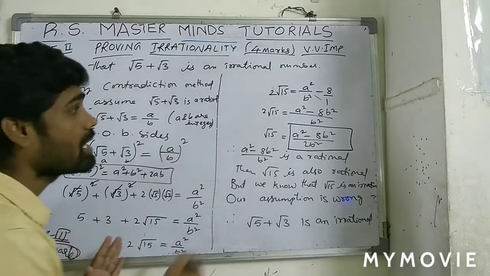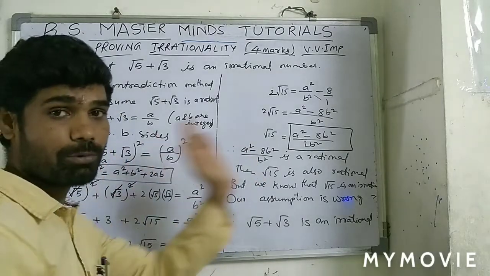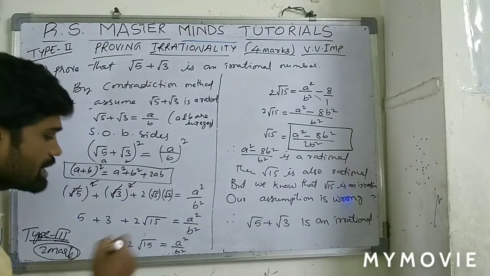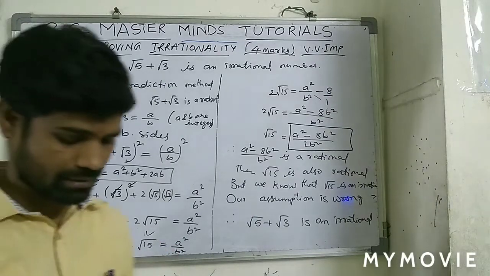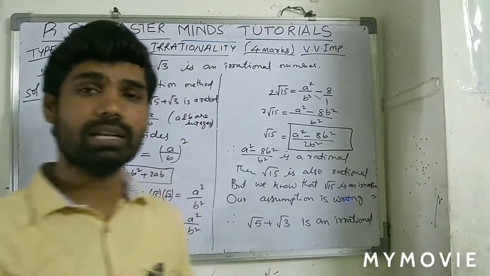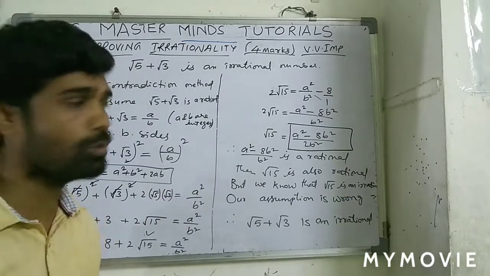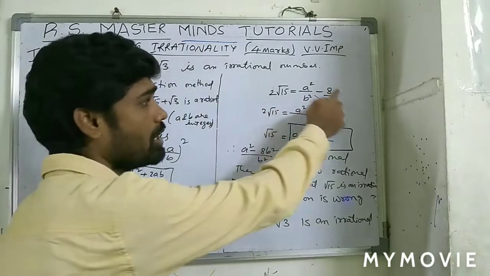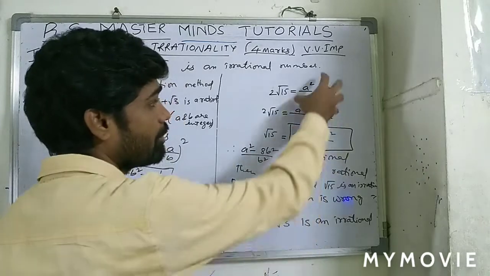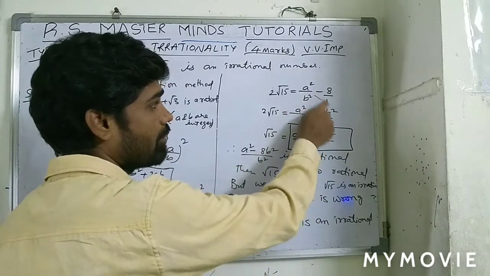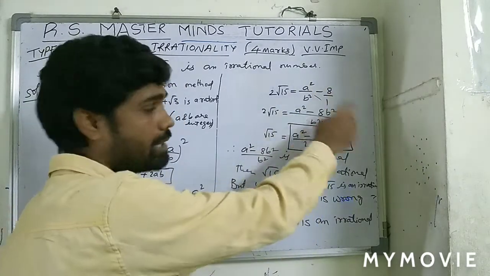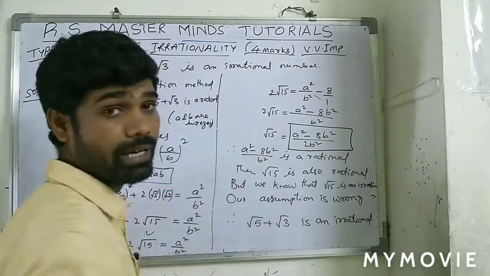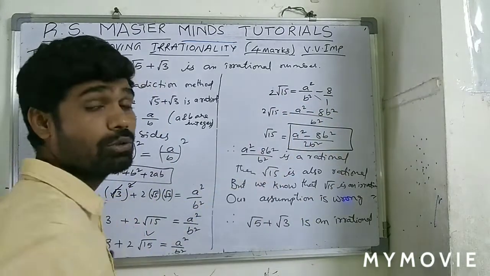So first let us complete this. Now plus 8 transposes to that side. Only the under root value we keep on the LHS. Remaining all the terms we transpose to the RHS. Plus 8 transposed becomes minus 8. If you do the simplification like cross multiplication, a square minus 8 b square, by b square. Next, 2 transposes to the bottom, 2b square.